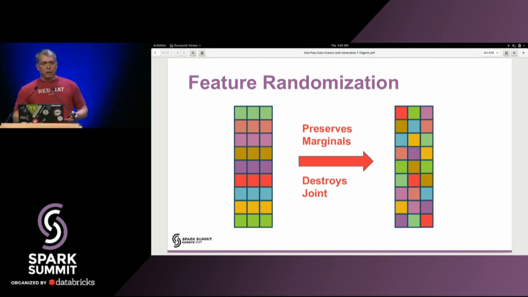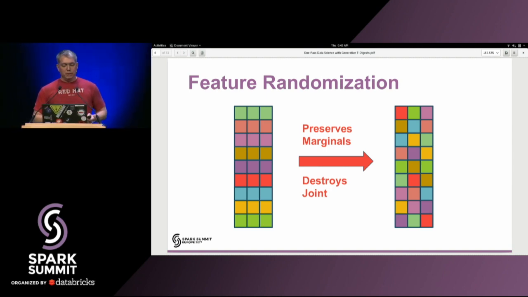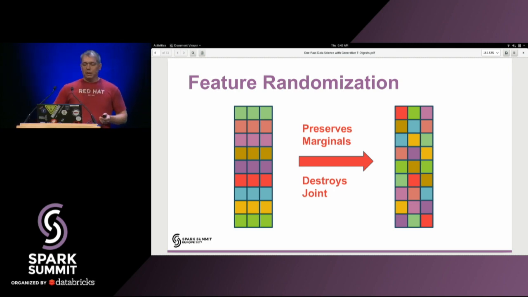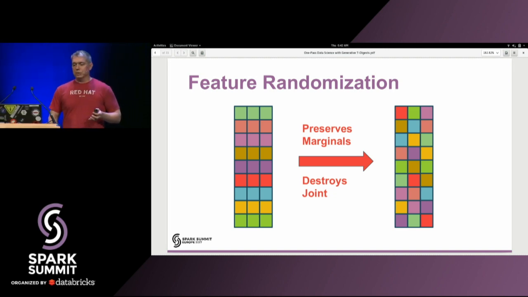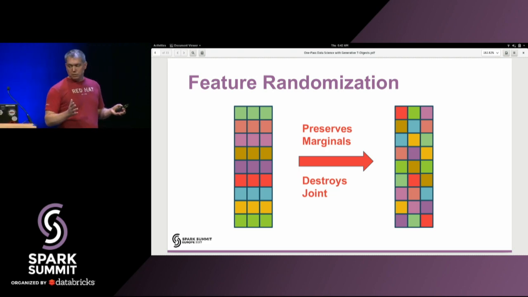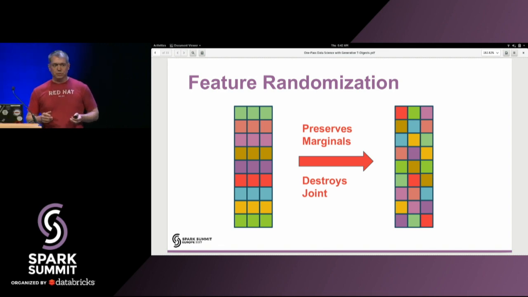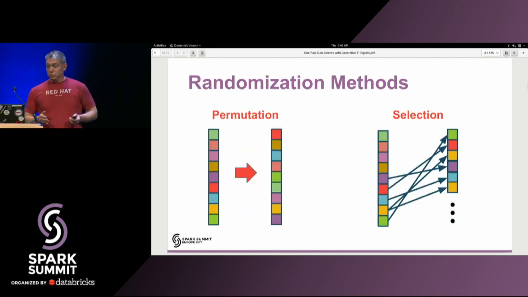So here on the left, there is a data set, and each of those rows represents a short feature vector. And so the operation of feature randomization is to independently randomize the values in each feature column. This preserves the distribution of each individual feature, but it erases all the information about the relationship between features. So a statistician would say it preserves the marginals, but destroys the joint distribution.